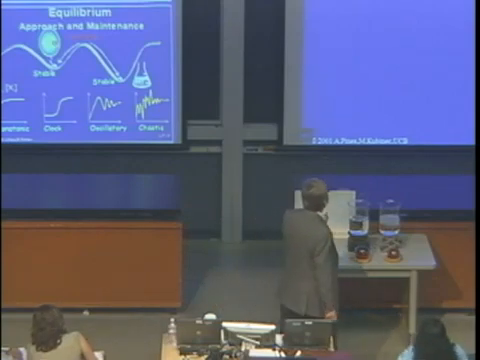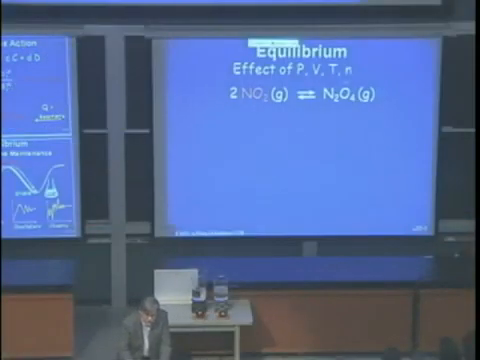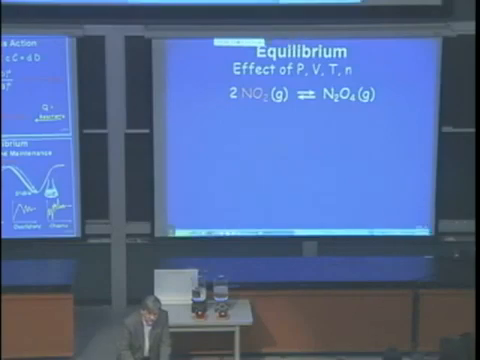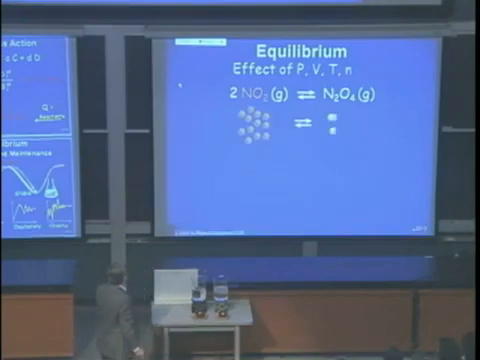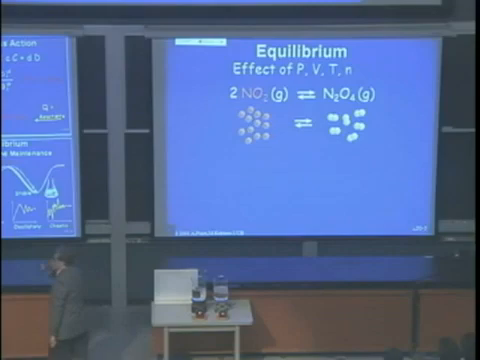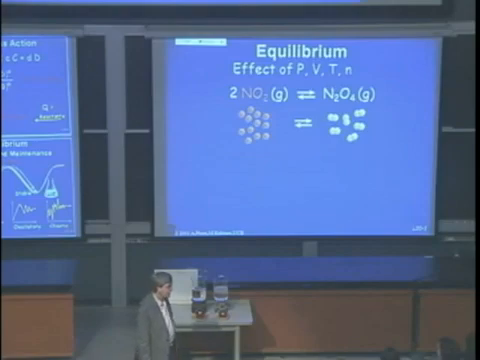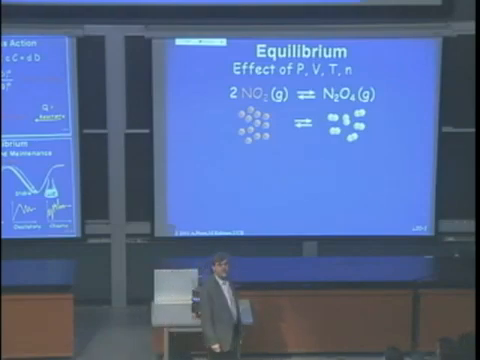So if you look at this equation here, this equation is the dimerization of NO2 to N2O4. And all of you are smart, so you should know if this is an exothermic or an endothermic reaction. You're looking from this here, you go from here to that. Is that exothermic or endothermic? What do you think? Endothermic. Why is that?